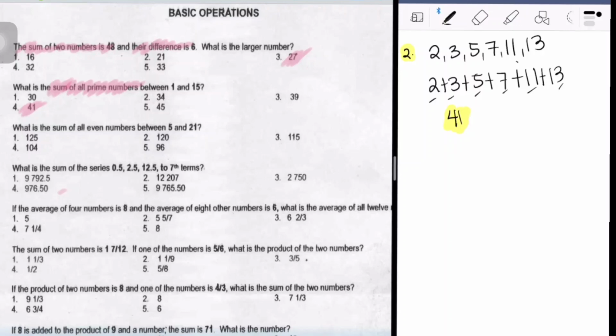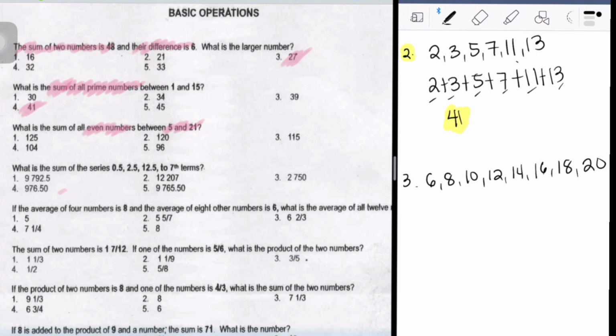This time, the question here is even numbers. So ililista natin lahat ng even numbers na nasa pagitan ng 5 and 21. And when we're talking of even numbers, these are the numbers divisible by 2. So, we'll write it, no? Okay, so for number 3, we have between 5 and 21, so that is 6, 8, 10, 12, 14, 16, 18, and 20.